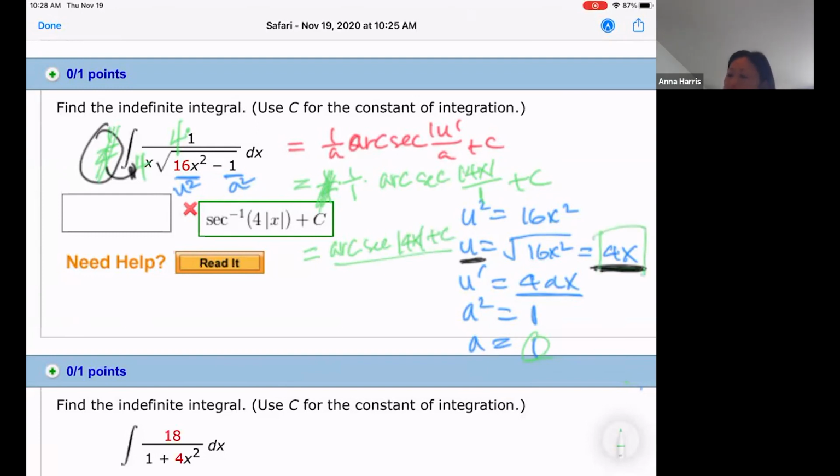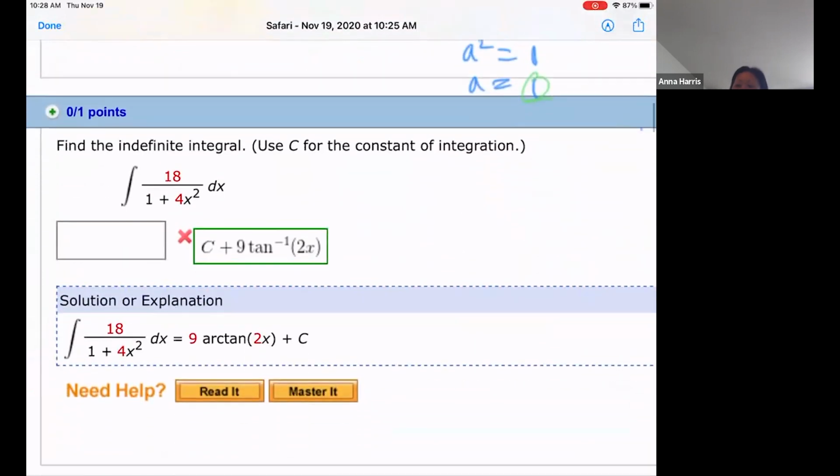Remember, u has to be equal to 4x, but I only have x, so I need to supply 4. Supply 4 in the numerator and 4 in the denominator, so you're not changing your problem because 4 over 4 is equal to 1. All right, so let's practice this one.